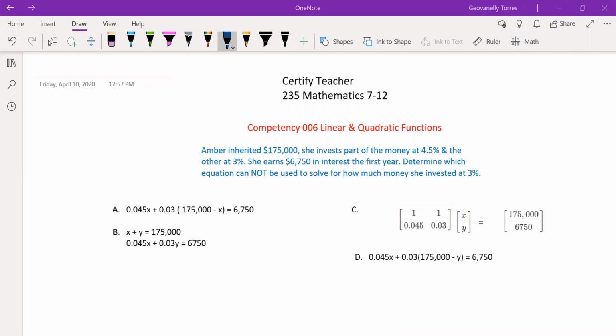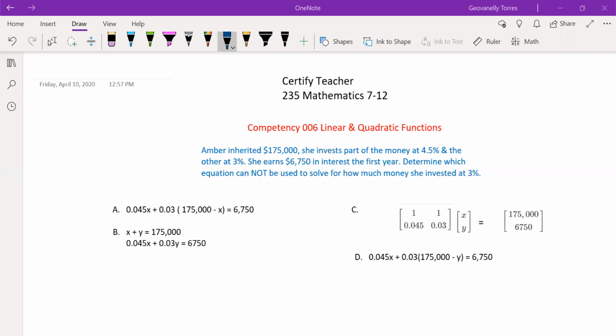And this is a problem. Amber inherited $175,000. She invests part of the money at 4.5% and the other at 3%. She earned $750 in interest the first year. Determine which equation cannot be used to solve for how much money she invested at 3%.